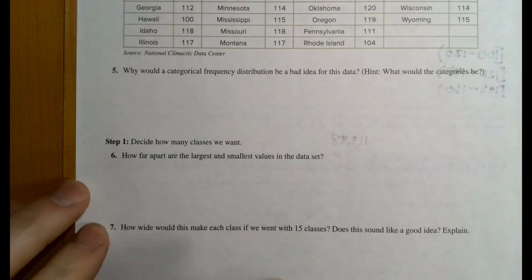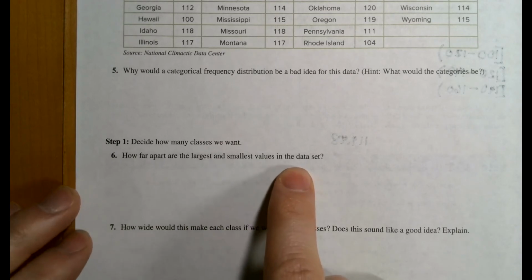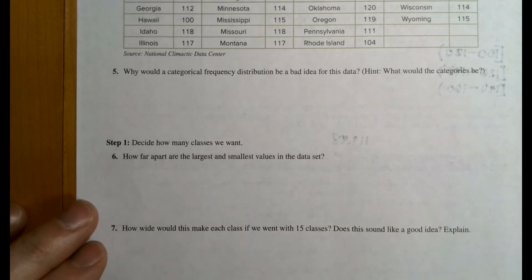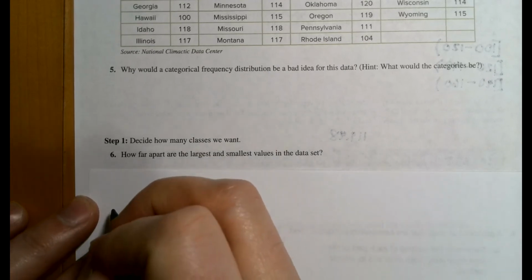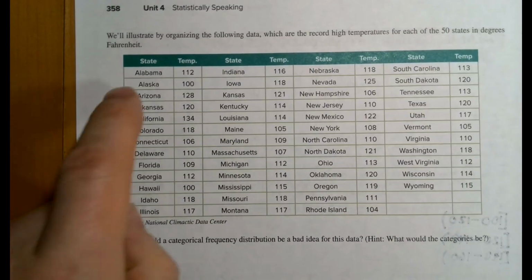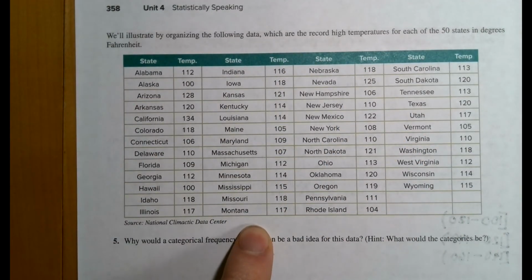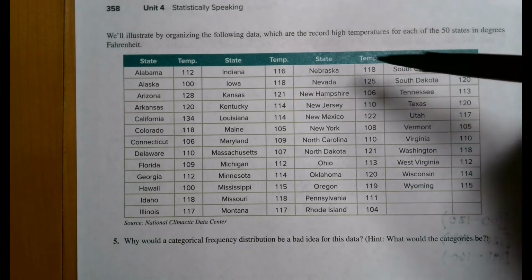Okay, so here's what we want to do. We want to say how far apart are the largest and smallest values in the data set. That means we're going to find the largest one, this is step 1 from above, and the smallest value, and subtract them. It's unfortunate that this is listed alphabetized by state. Typically what we would do is list these data values from smallest to largest, and it makes this process much easier. So I need to find the largest data value in the data set.